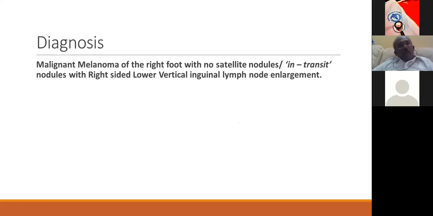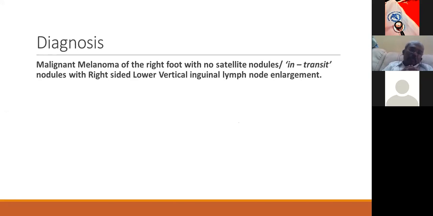Can you tell a little bit about the N status once again? What is N1? What is N2? What is N3? N1 is further divided into A, B, C. N1A, a single node detected, which could be occult. N1B, it is a clinically palpated node. N1C, no nodes are there, but there is a satellite metastasis or in-transit nodules are present. Very good. What is N2?